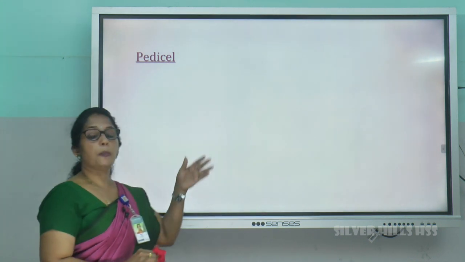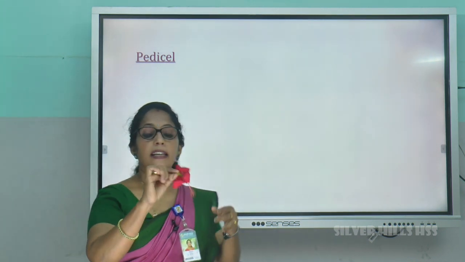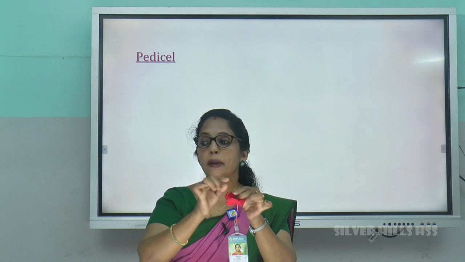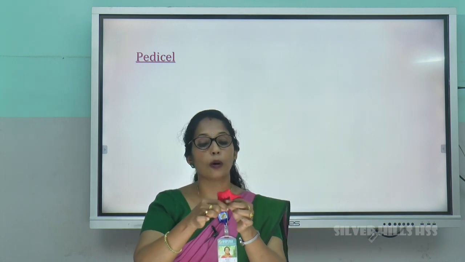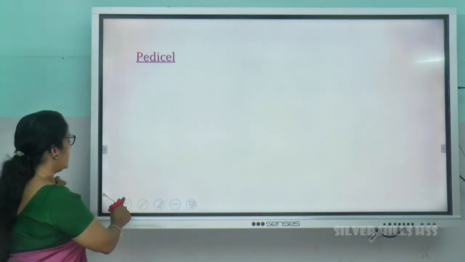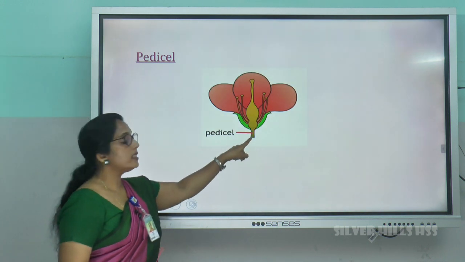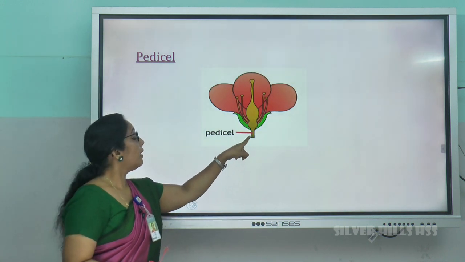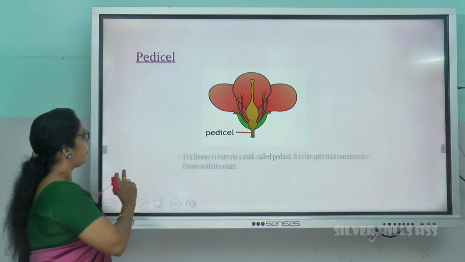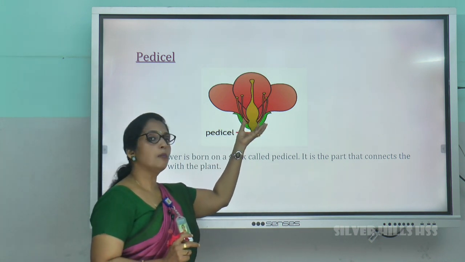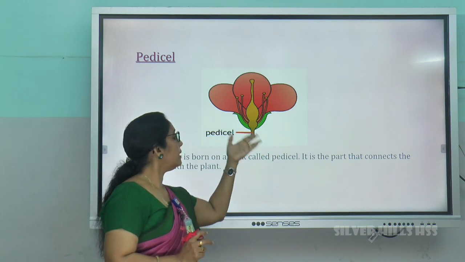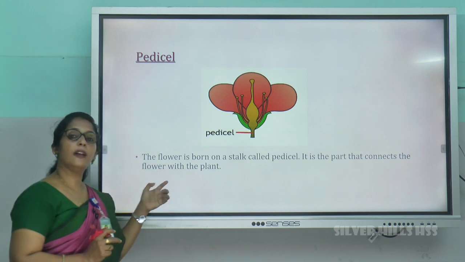Now, first part, it is pedicel. Which is pedicel here? You can see a long part here. This part will be attaching the flower to the stem of the plant, and this is called pedicel. So what is pedicel? Pedicel is the part which attaches the flower to the stem. And is there any other function for pedicel? No, you can say flower is born on a stalk called pedicel, and it is the part that connects the flower with the plant.